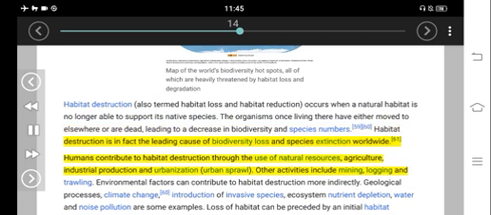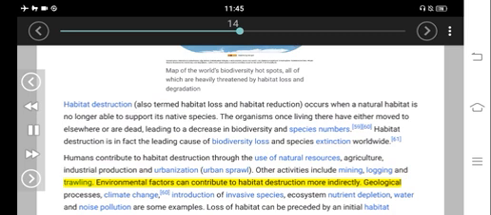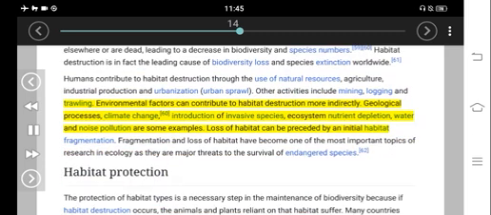Humans contribute to habitat destruction through the use of natural resources, agriculture, industrial production and urbanization, urban sprawl. Other activities include mining, logging and trawling. Environmental factors can contribute to habitat destruction more indirectly. Geological processes, climate change, introduction of invasive species, ecosystem nutrient depletion, water and noise pollution are some examples.